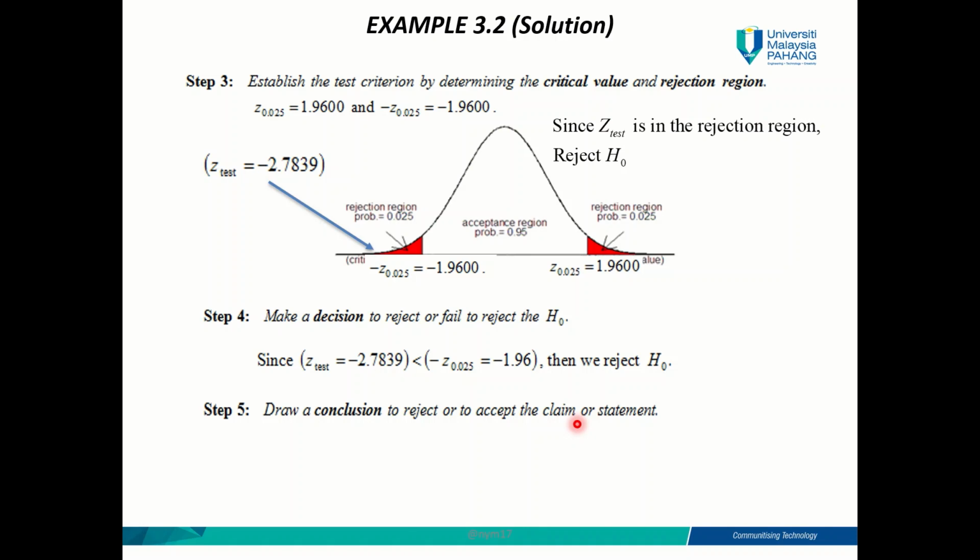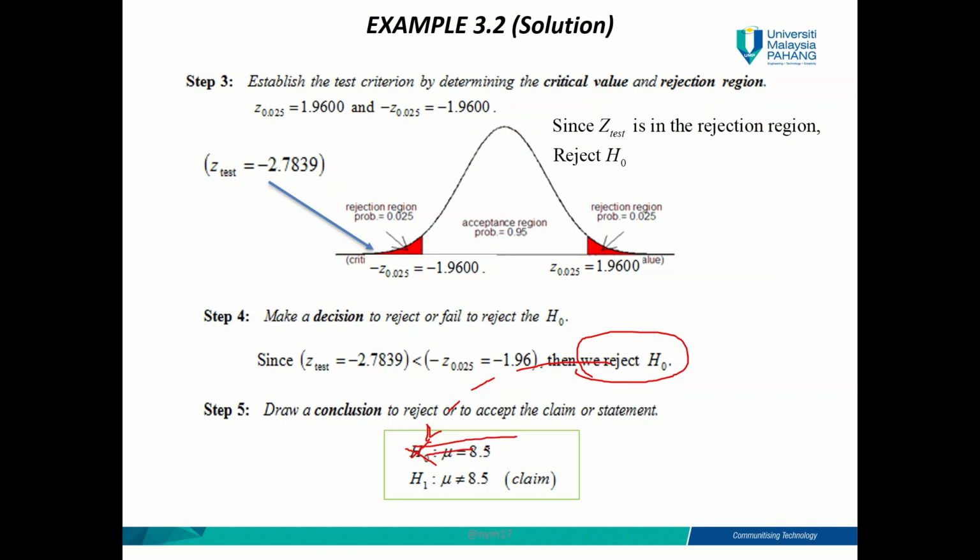Alright, so what is our claim here? You need to recall your first step. Okay, the claim here is that the mean pH level differs from 8.5. So based on the decision here, what happened to the claim? Are we going to support or are we going to reject our claim? The decision here is to reject H null. So when we reject H null, that means this H null statement cannot be accepted. So this statement has to be rejected because of our decision here.